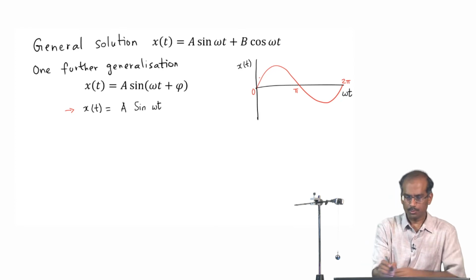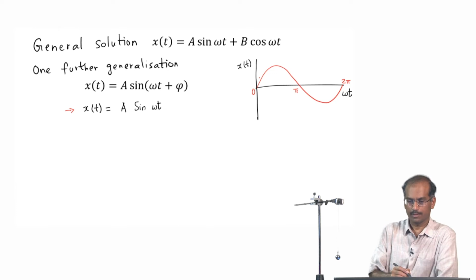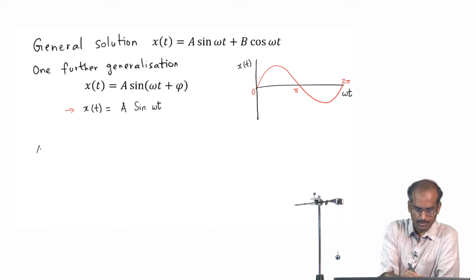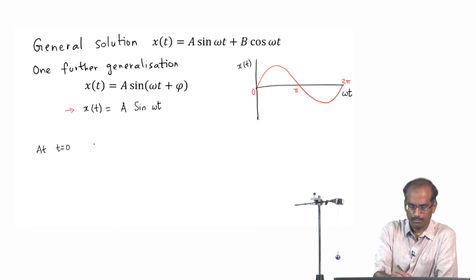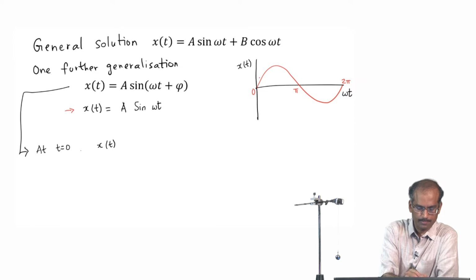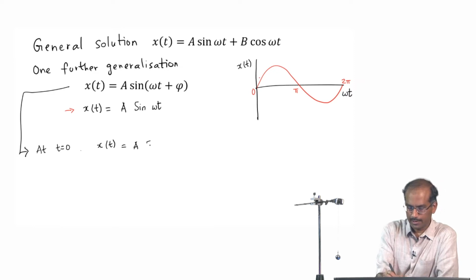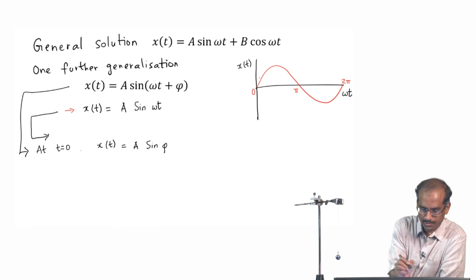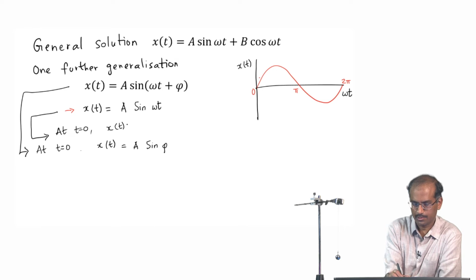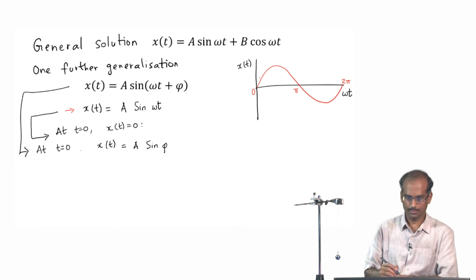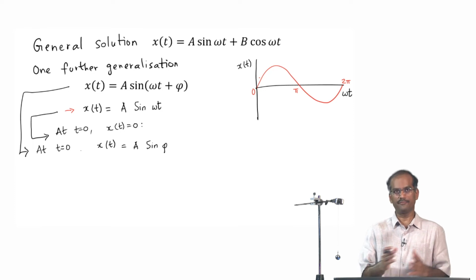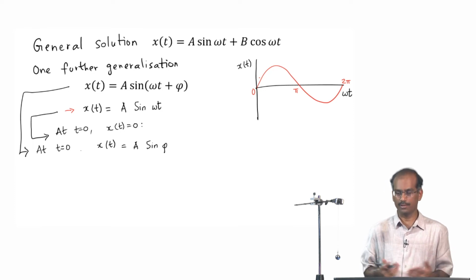Now, let me also plot this, but before plotting the second one, let us say that at t equal to 0, x of t corresponding to this case would be A sin phi. On the other hand, corresponding to this case, at t equal to 0, x of t would be equal to 0, or x of 0 would be equal to 0. So, they differ in their values at time t equal to 0.